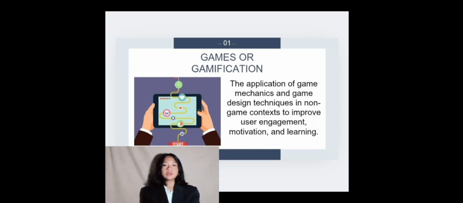So, when we say gamification, it uses elements like points, badges, leaderboards, and challenges to make activities more enjoyable and rewarding. This approach is used in education, marketing, and various other fields to encourage participation and boost productivity.